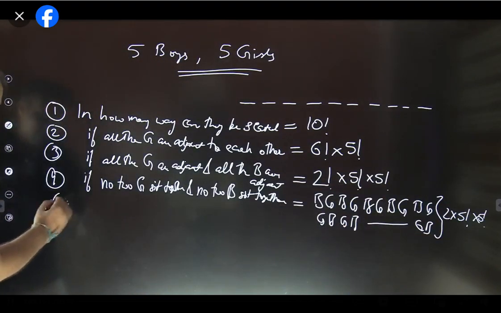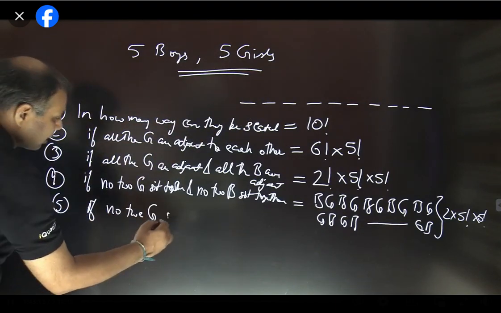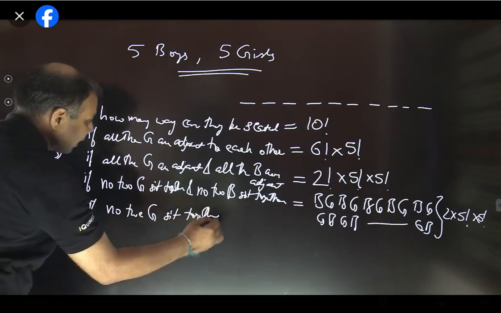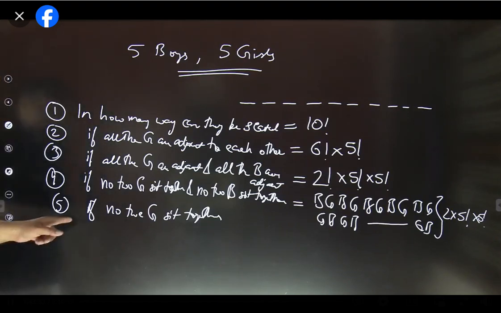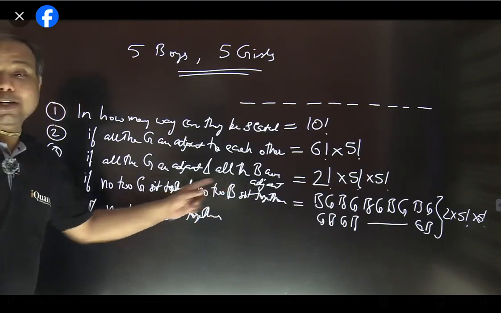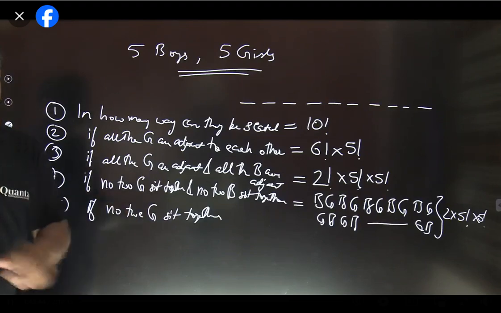If I only say, how many ways can they be seated if no 2 girls sit together? Now the constraint is only on girls. On boys there is no constraint. So how to do it now? No 2 girls sit together. Now boys and girls need not sit alternately. There is a constraint only on the girls.